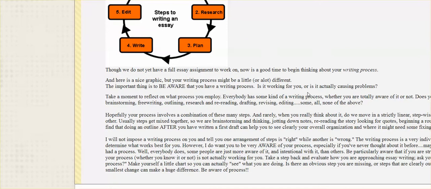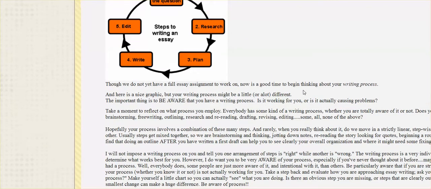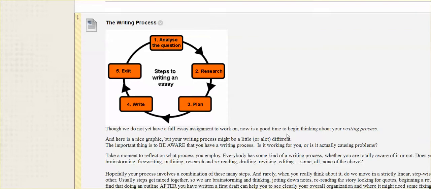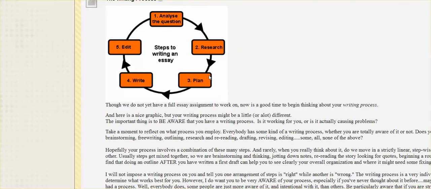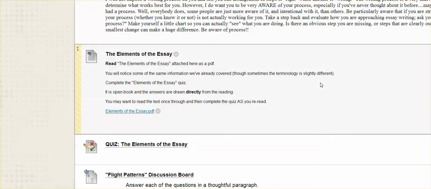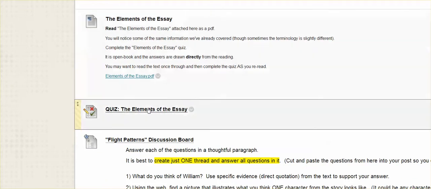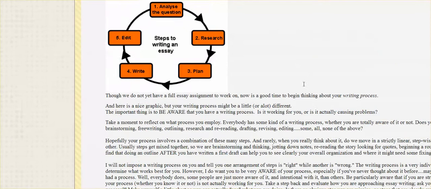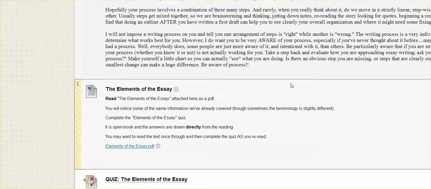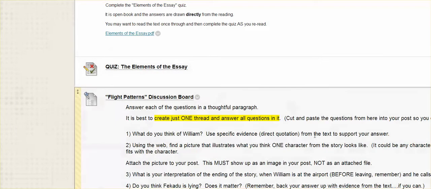That takes us back to the basics of time management. If you're doing things at the last minute, maybe you can squeak by on a discussion board, but when it comes to the big essays, you're really going to be in trouble. The elements of the essay: another PDF reading and quick quiz here. So this unit is a lot of smaller things that we're doing. And then we do have a discussion board focused on the short story Flight Pattern.